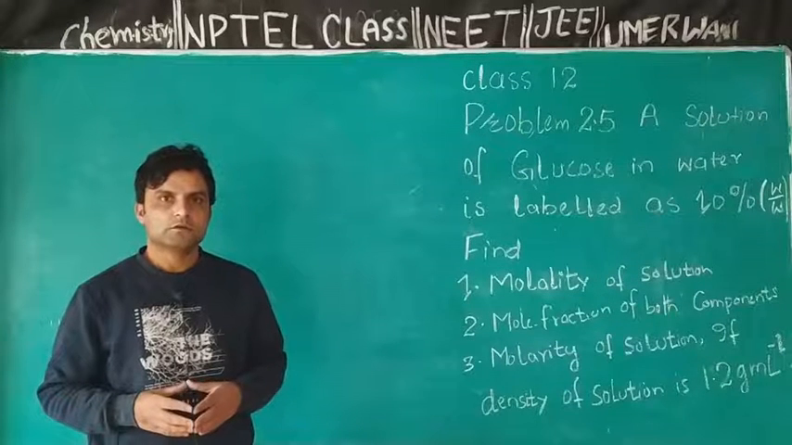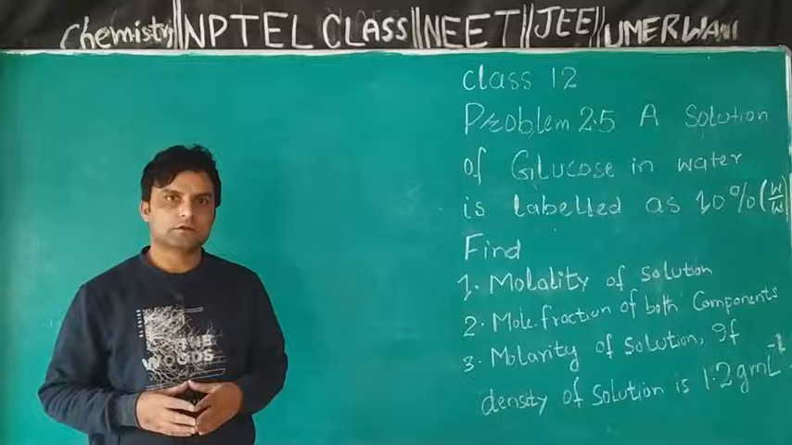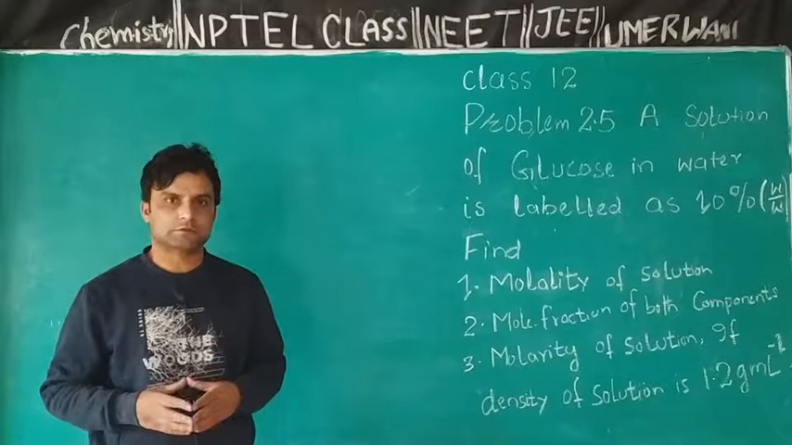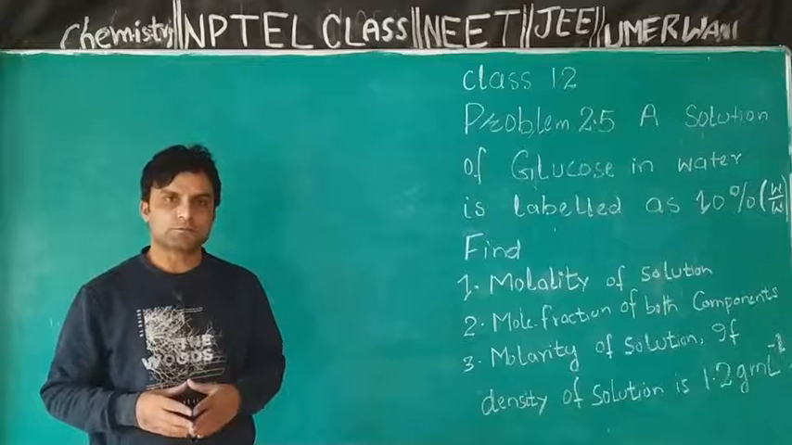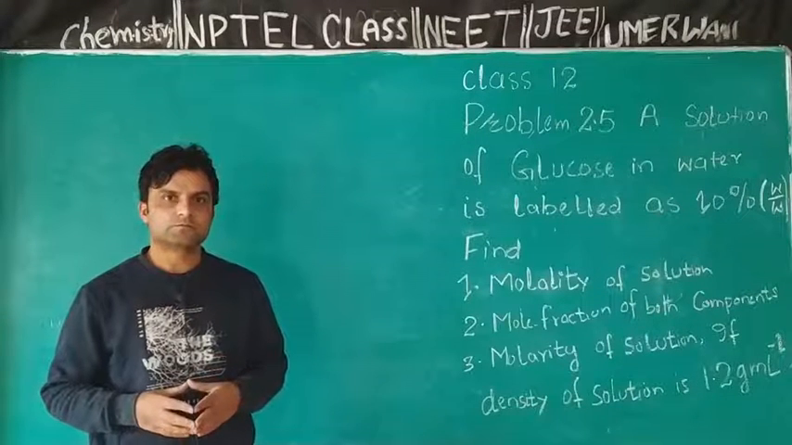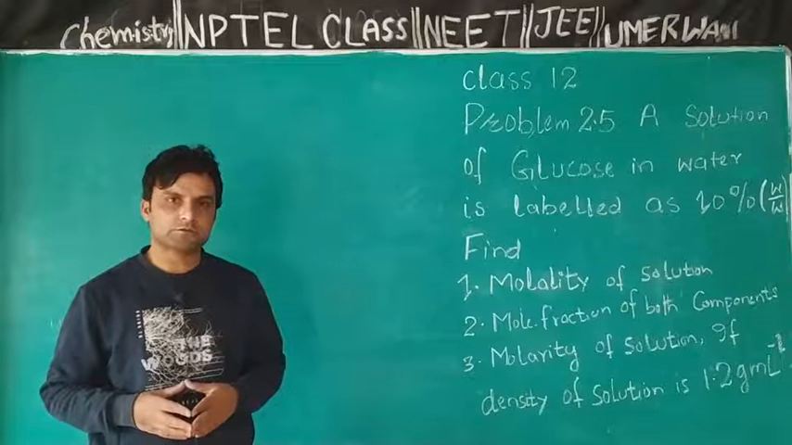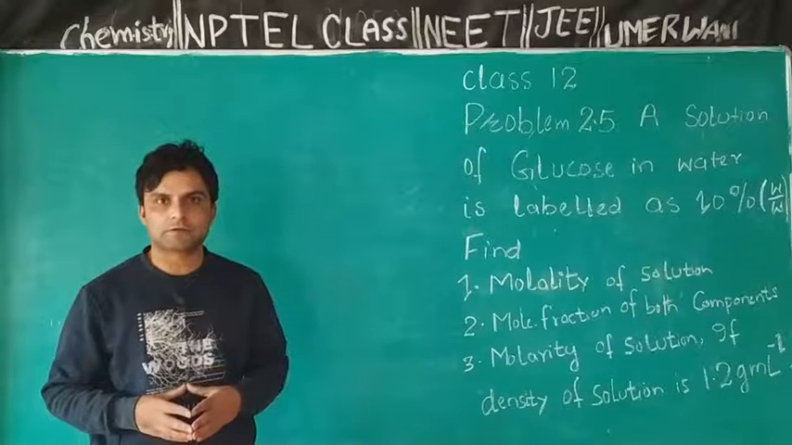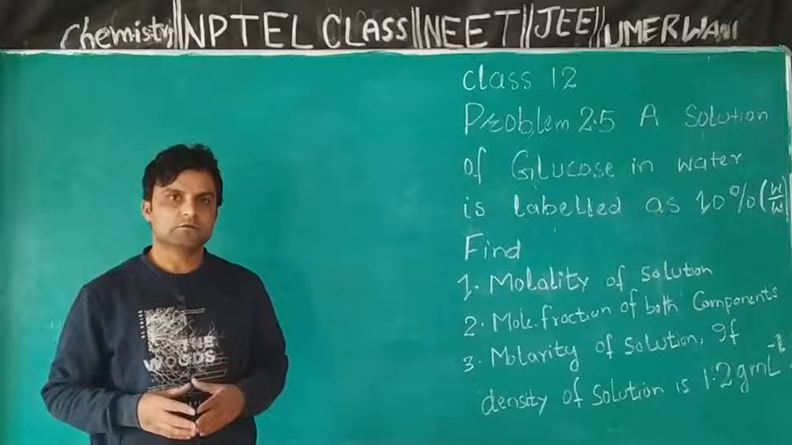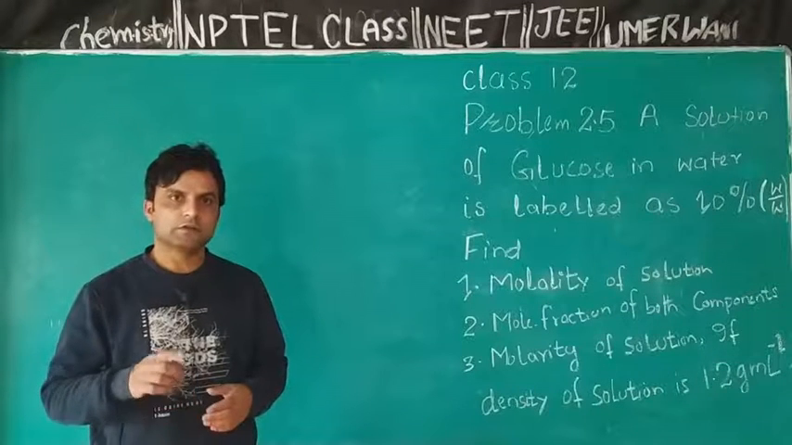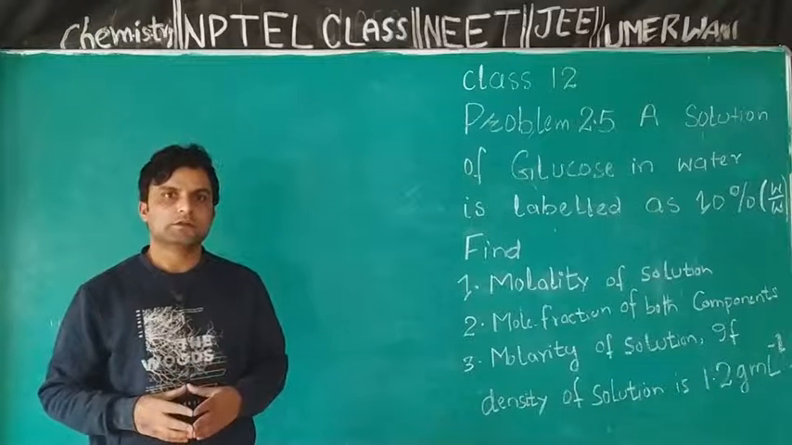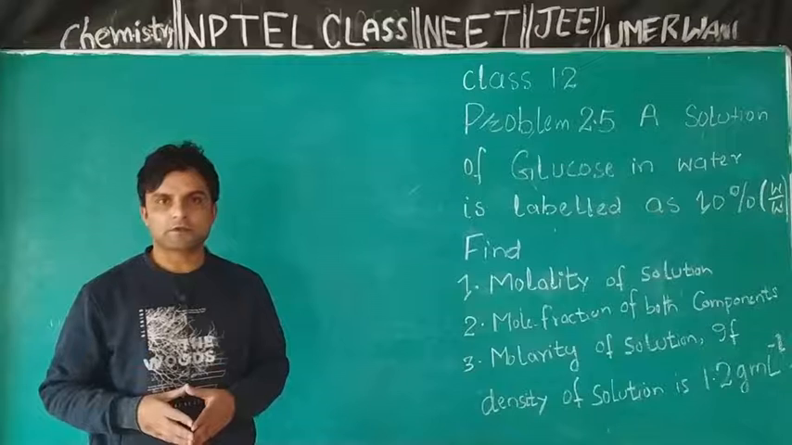As the solvent is liquid and that too water, it is an aqueous solution and it has only two components: glucose as solute, which we will represent by 2, and water as solvent, which we will represent by 1. Any parameter related with solvent water we will represent by 1, and any parameter related with solute glucose we will represent by 2.